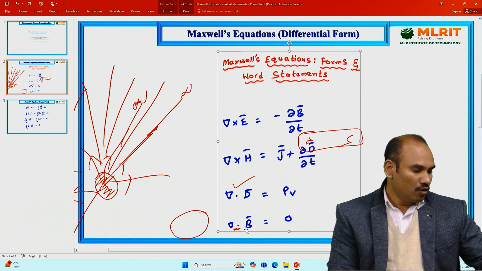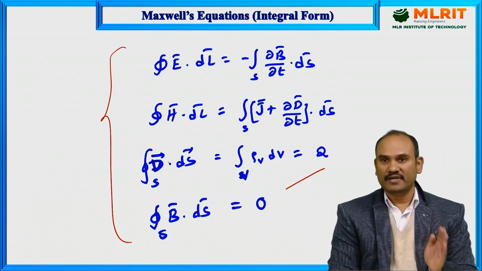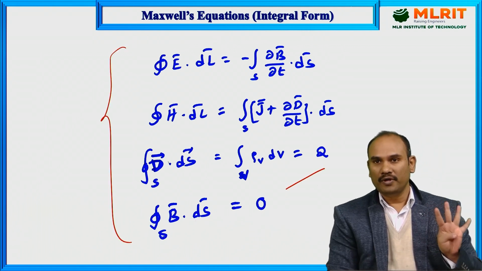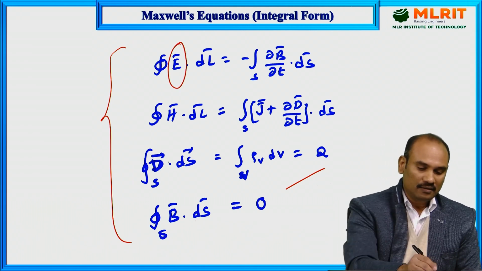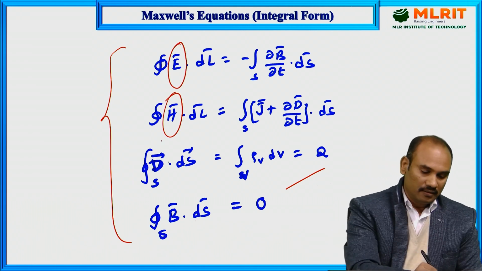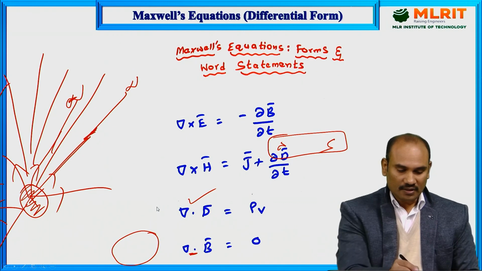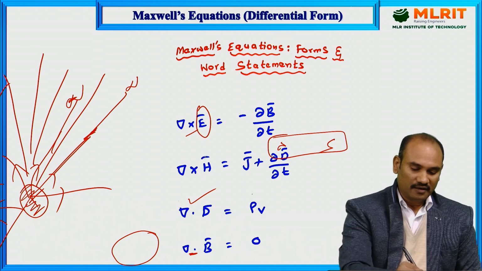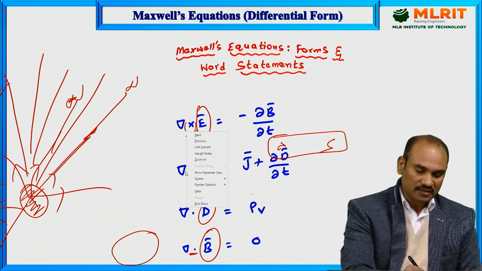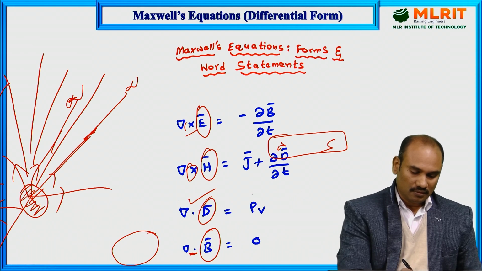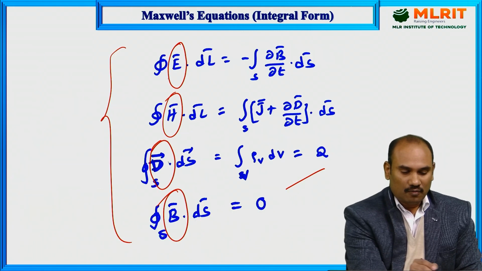Now let us move on to Maxwell's equations in integral form. Whether you write in differential form or integral form, there are 4 Maxwell's equations based on 4 quantities. What are they? Electric field, magnetic field, electric flux density, magnetic flux density. Here also there are 2 curl operations and 2 divergence operations.